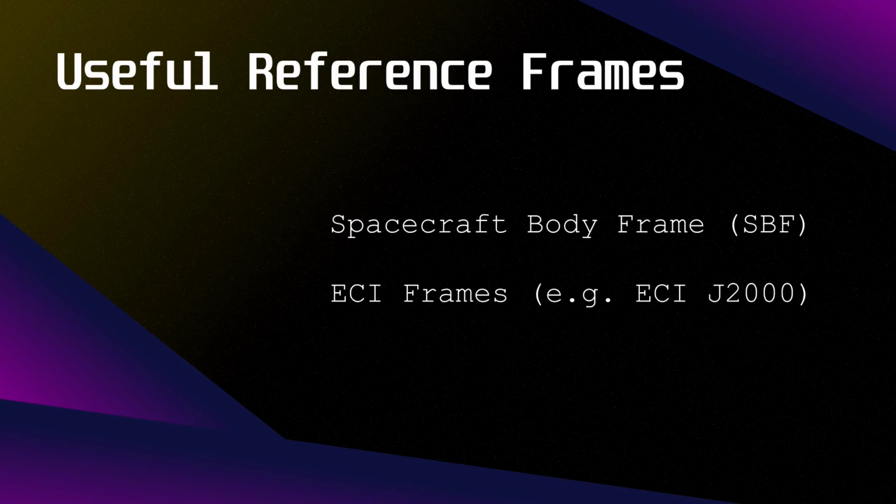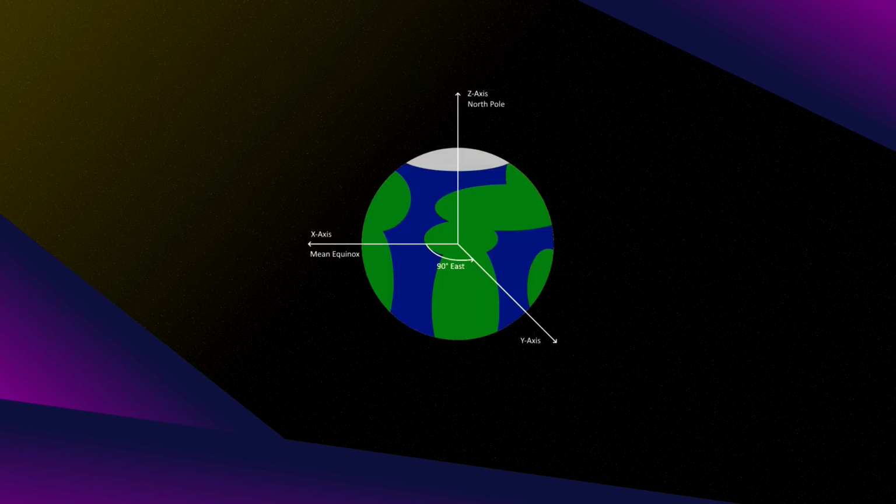The Earth-centered inertial frames, or ECI frames, are commonly used frames for operations around Earth. Their origins are in Earth's center of mass. The most used one is the ECI J2000, which is based on the mean equinox at 12 o'clock terrestrial time on January 1st, 2000. The x-axis of the frame is aligned with the equinox. The z-axis is aligned with the Earth's rotation axis. The y-axis results from the previous axes.